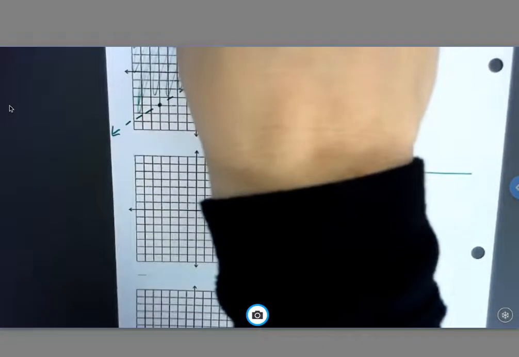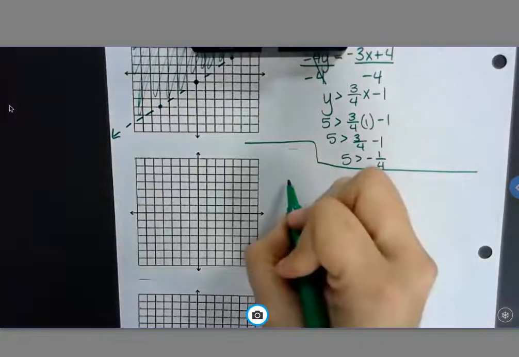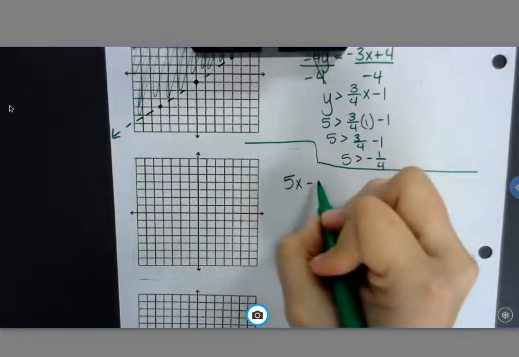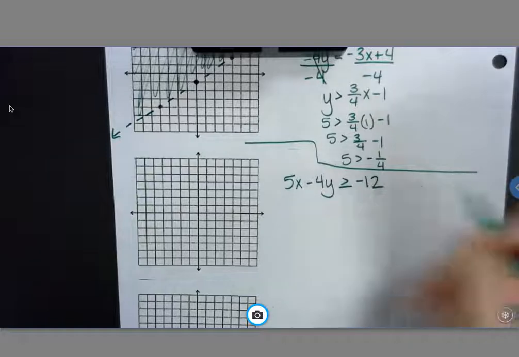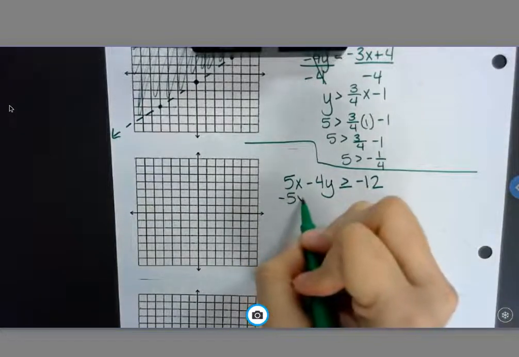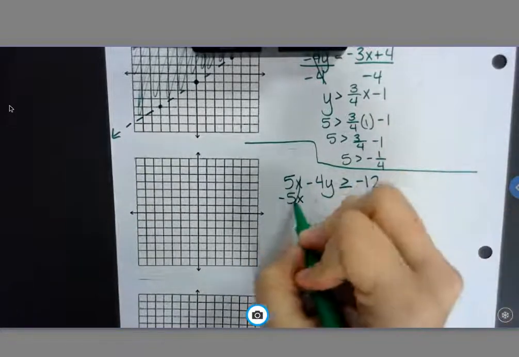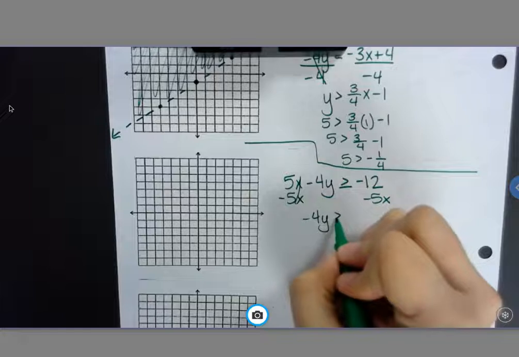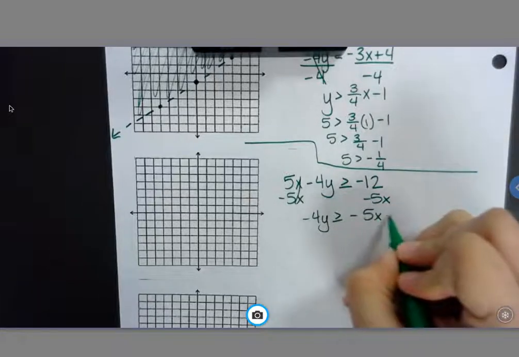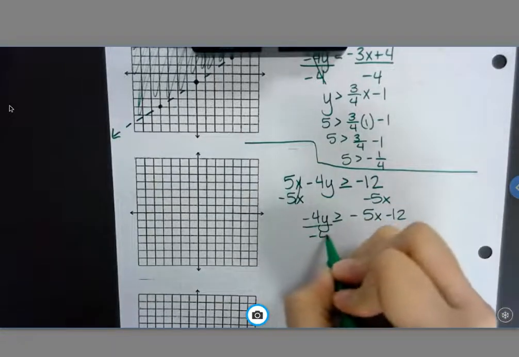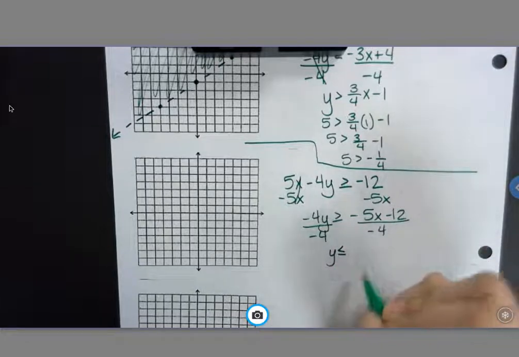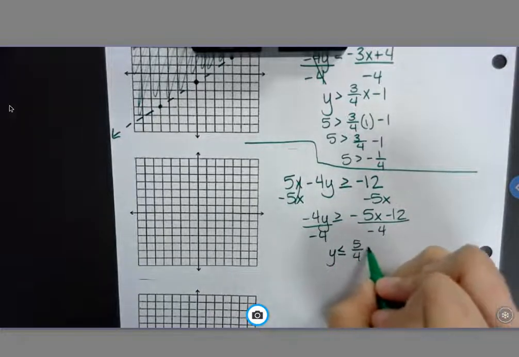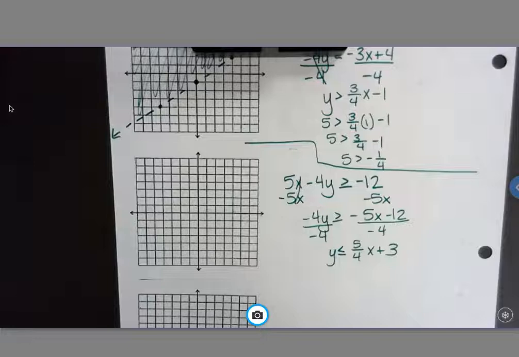All right, let's do one more. And then if you need to go back and watch or listen to any of this, you can do that. But I'm only going to do one more example. So switch it. We divided by a negative, so I have to flip the sign. So I have 5 over 4x plus 3.